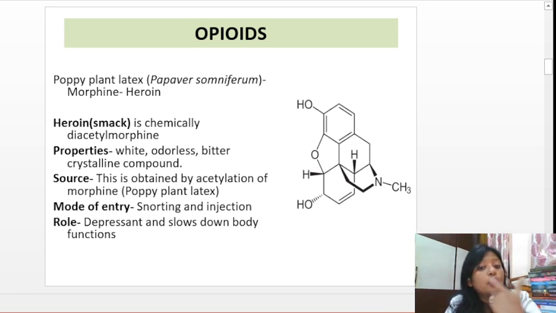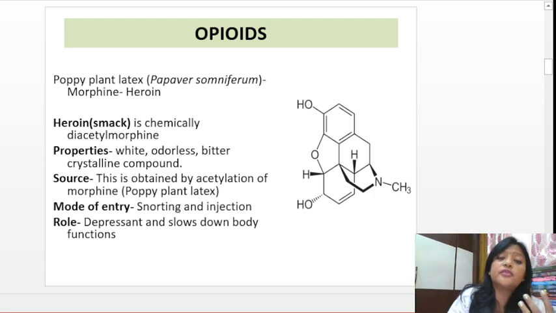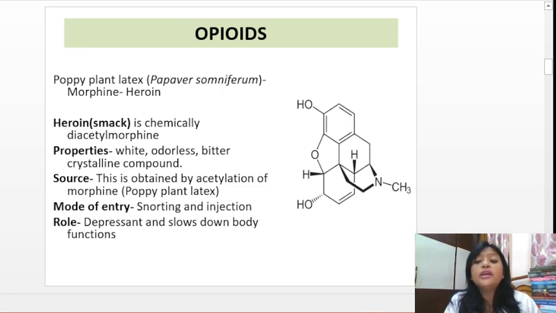The source, as I've already told, is morphine, and there is a process known as acetylation. When acetylation of morphine occurs, heroin is produced from morphine. And how is it taken in by individuals? It is taken by snorting and injection. What is the role of this opioid drug? It is a type of depressant, and it slows down the body functions.